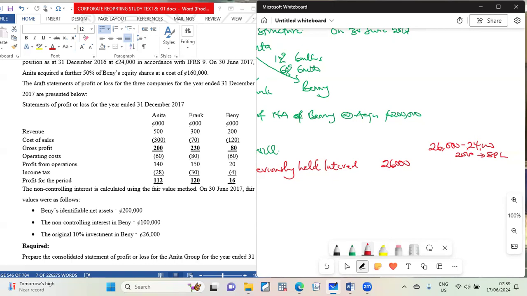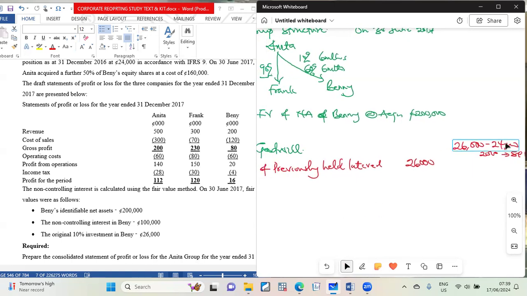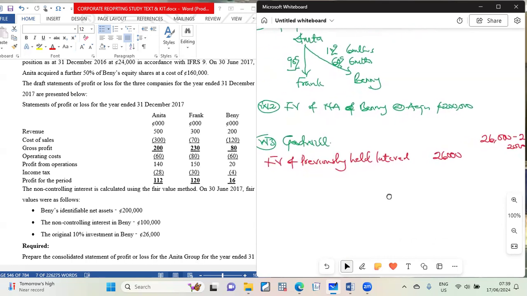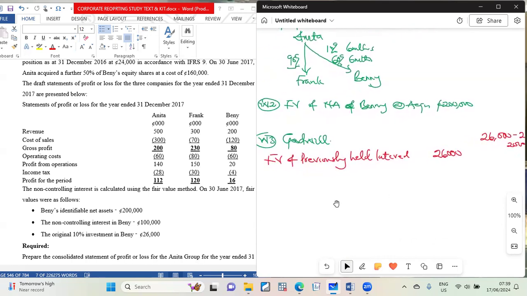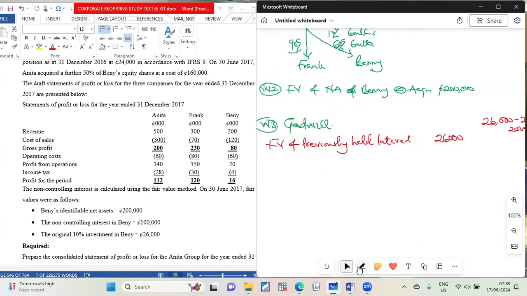All right, but as far as our goodwill calculation is supposed to be done, what do we do? This is a fair value gain, right? Yeah. So in the SPL, don't forget that there's a fair value gain. All right. So now what we do is that we have fair value of the previously held interest, then fair value of consideration of the additional interest.